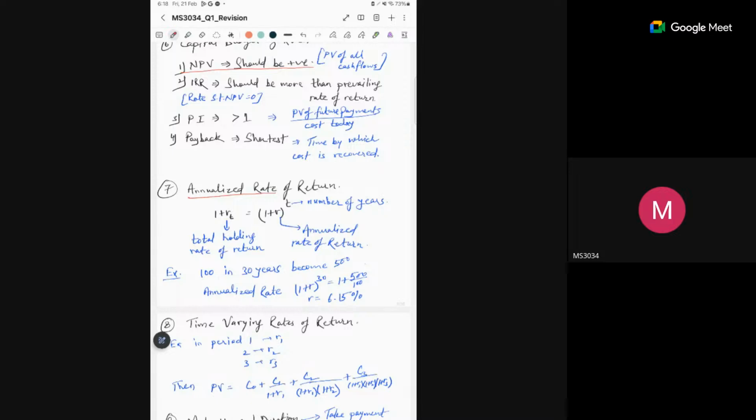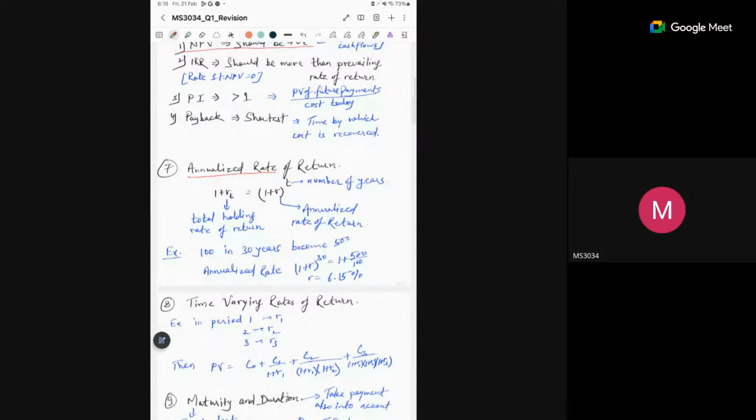Okay, so this is the formula which we use for the annualized rate of return. For example, as I said, say in 30 years your 100 rupees will become 500. What is the annualized rate of return that you earn? If I use this formula, and R is that annualized rate of return, then my rate of return is 6.15%.